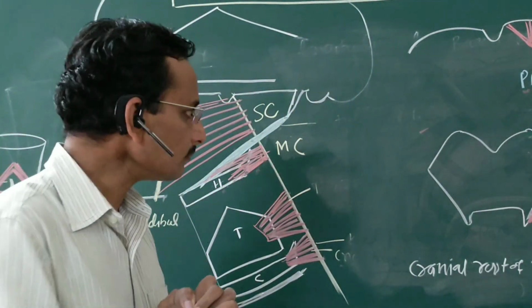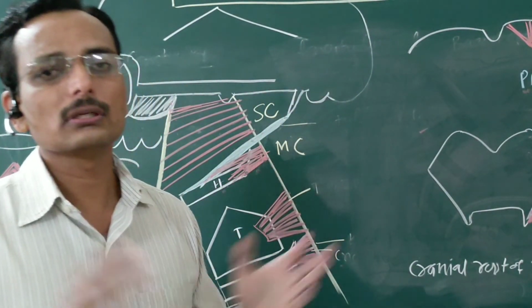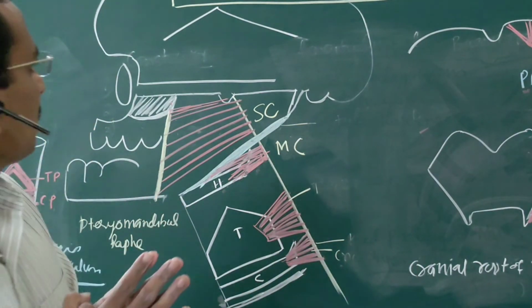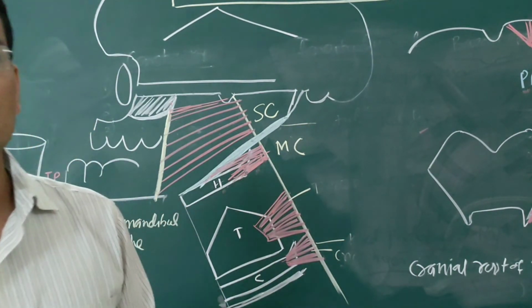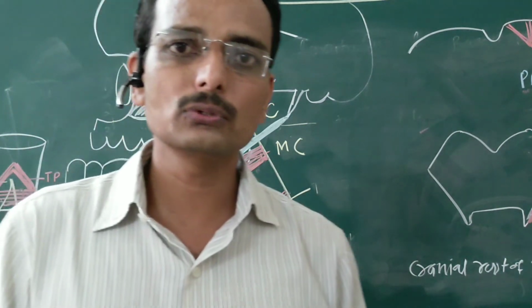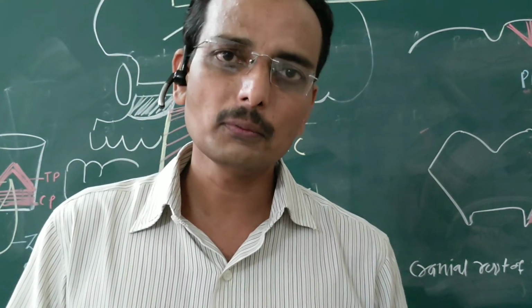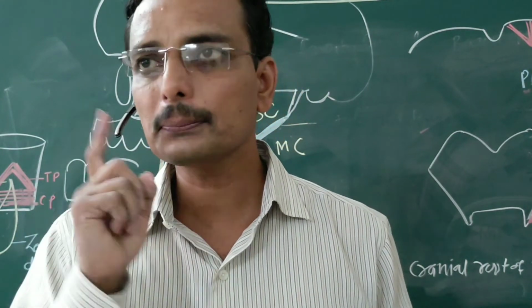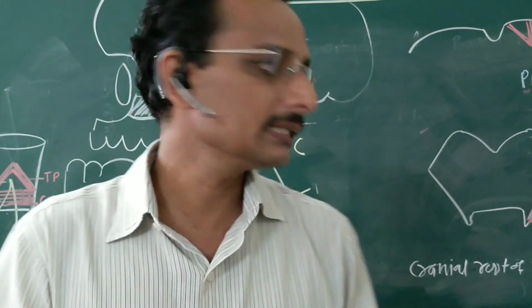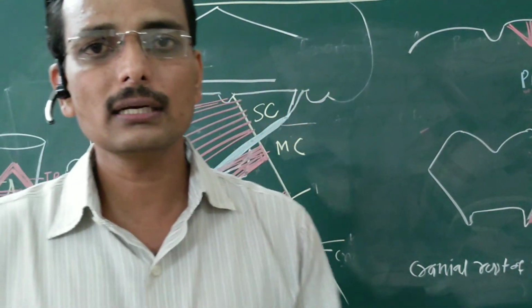Then what is the nerve supply? All the muscles of the pharynx are supplied by the cranial root of the accessory nerve through the pharyngeal branch of the vagus and the pharyngeal plexus, except stylopharyngeus, which is supplied by the glossopharyngeal nerve.